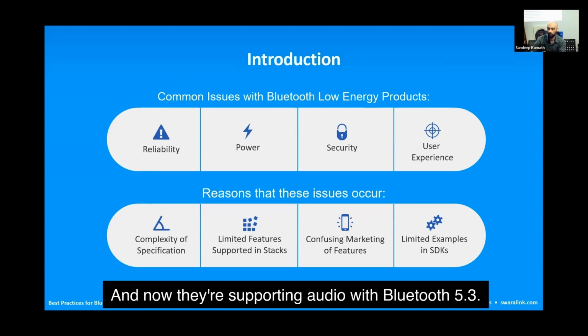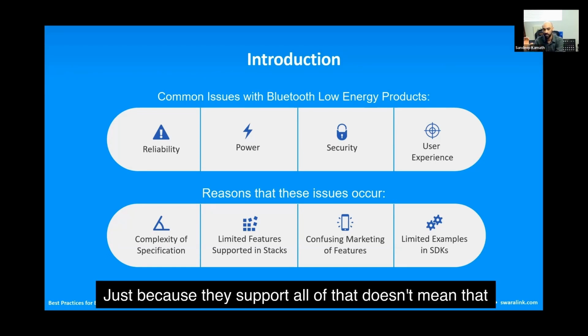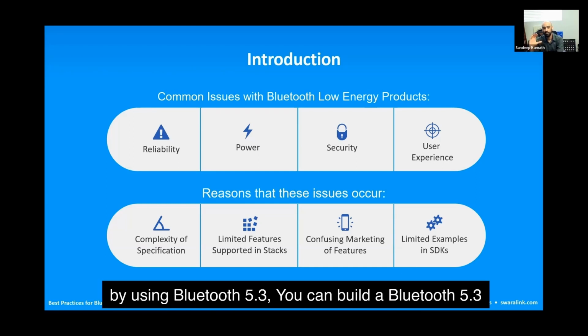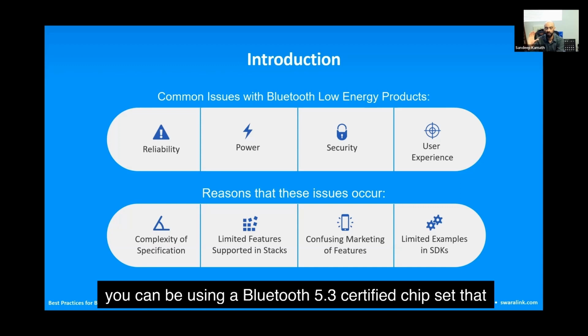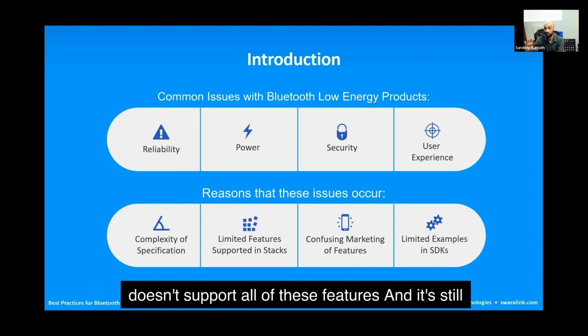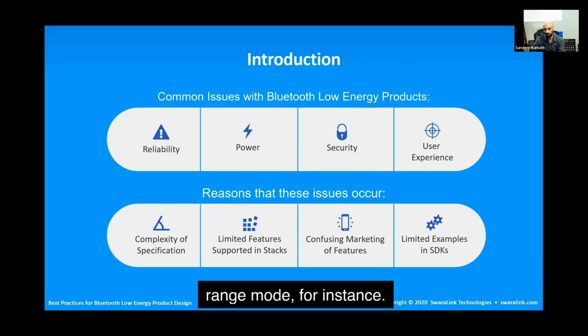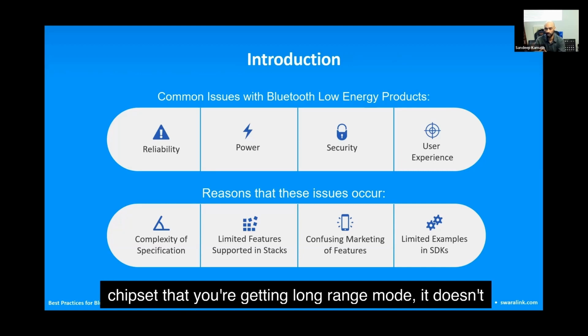Here's the problem. Just because they support all of that doesn't mean that you get all of that for free by using Bluetooth 5.3. You can build a Bluetooth 5.3 product that doesn't support any of these features. And you can be using a Bluetooth 5.3 certified chipset that doesn't support all these features, and it's still certified to Bluetooth 5.3. That's confusing. In addition, Bluetooth 5.0 added long range mode, for instance. That doesn't mean that if you use a Bluetooth 5.0 chipset, you're getting long range mode. It doesn't mean that you get high throughput and long range.